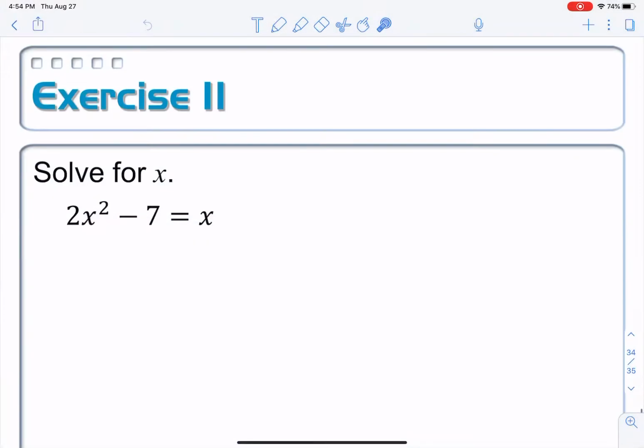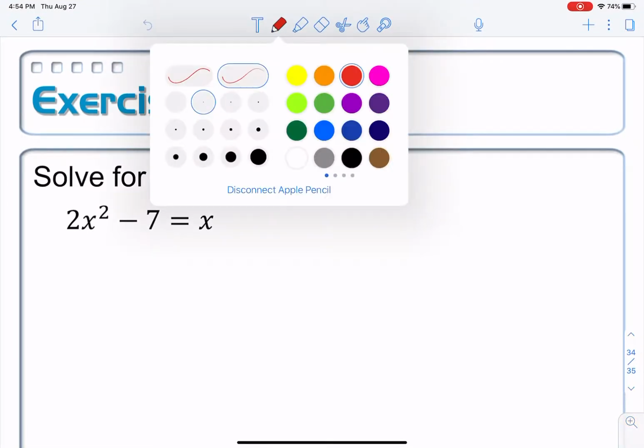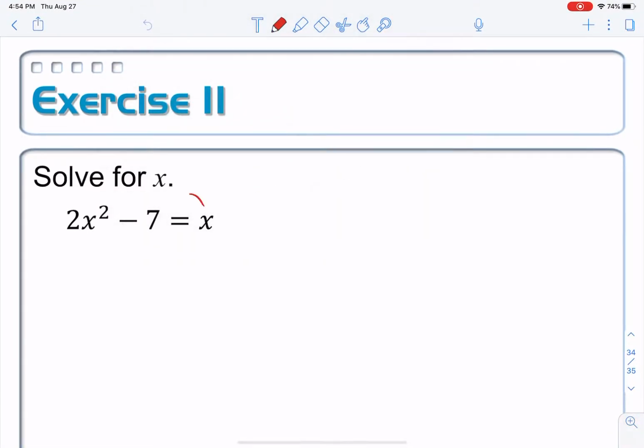Okay, so back over here in Notability, let's pull up this writing space here. So I need to put it in standard form. To put it in standard form, this x term, hey, I'll do this one in red, that's cool. This x term needs to come over here, and we usually put them in order. So I got to subtract it over. It's going to be 2x squared minus x, and then minus 7 is equal to 0.